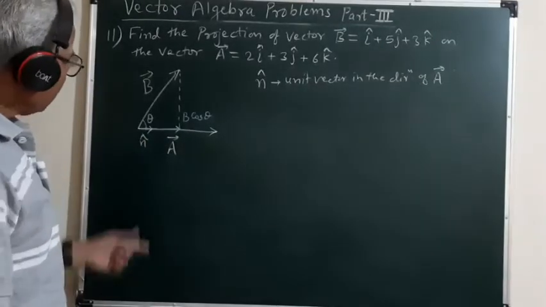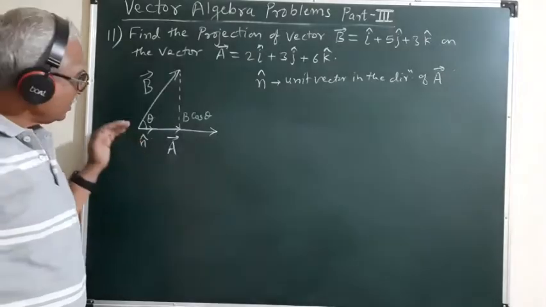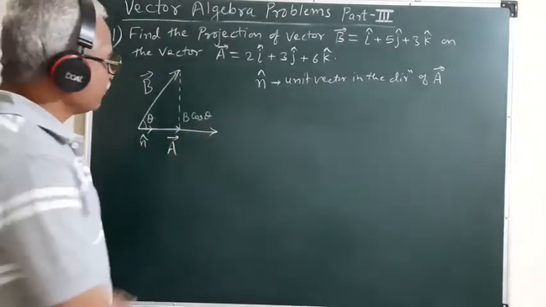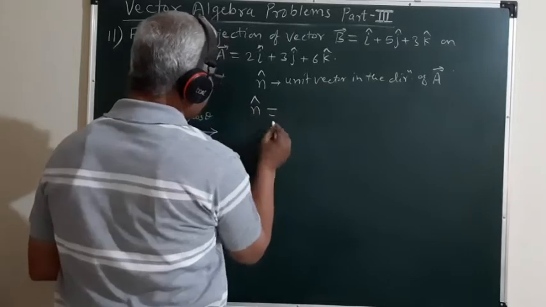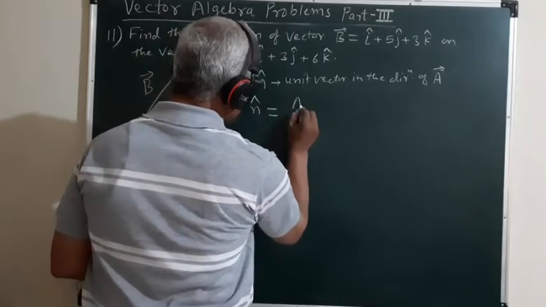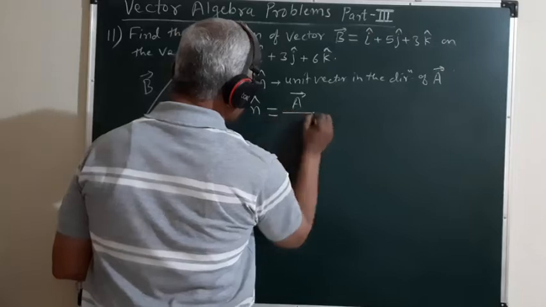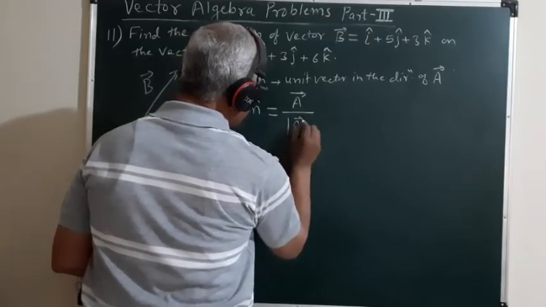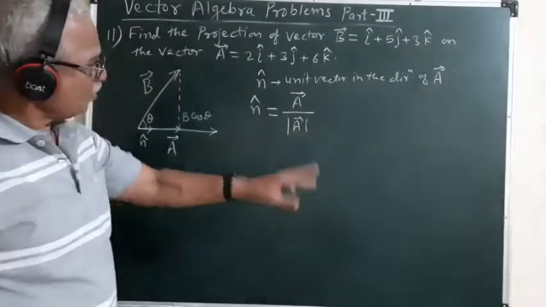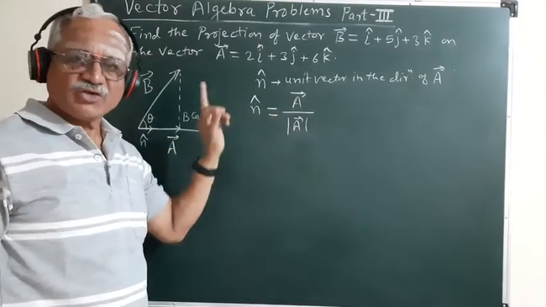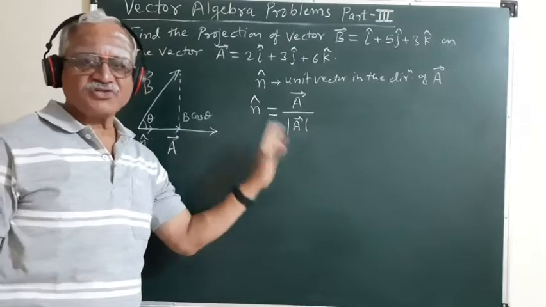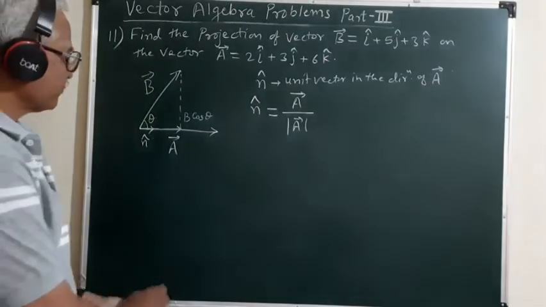So if n cap is the unit vector in the direction of vector a bar, then we can express the unit vector n cap as the ratio of the given vector a bar to its magnitude. The ratio of the given vector a bar to its magnitude gives us the unit vector in the direction of the given vector a bar.